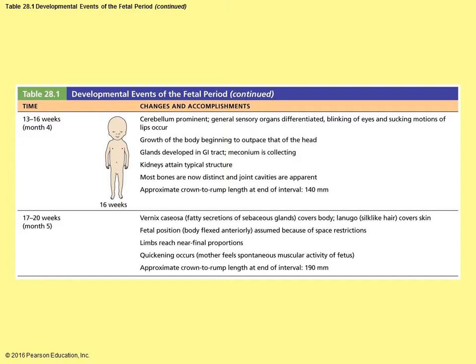Glands are developing in the GI tract. Most of the bones are now pretty much distinct. You can tell where the joint cavities are in month 5. Now what is happening is the limbs are reaching pretty much near final proportion, not size but proportions. The developing fetus tends to move into the fetal position where it's bent or flexed forward. That's because of space restrictions.